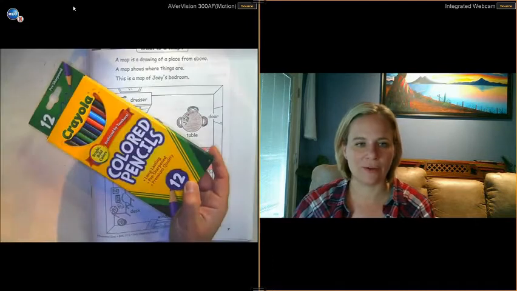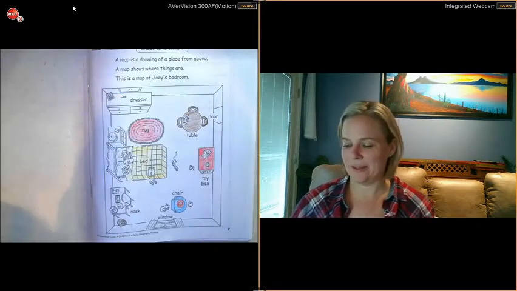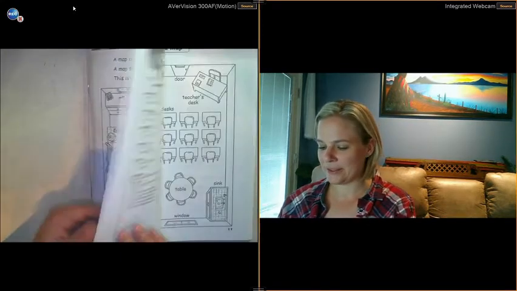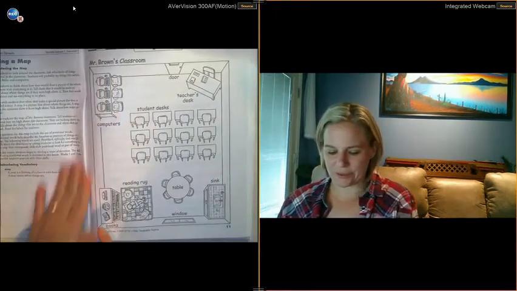You'll need your book, you'll need a pencil, and you'll need something to color with, like colored pencils or crayons, something like that, okay? So we're going to turn to the next page in our book, which shows us Mr. Brown's classroom.